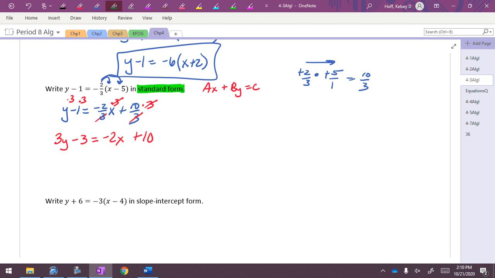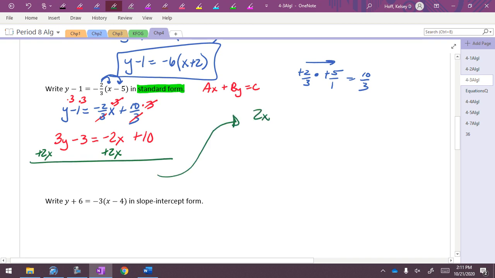Bingo. A has to be positive anyway, right? The smartest choice for us would be to add 2x, because it's going to get x and y on the same side, but it's also going to make A positive. So I'm going to add 2x to both sides. So now I end up with 2x plus 3y minus 3 equals 10.